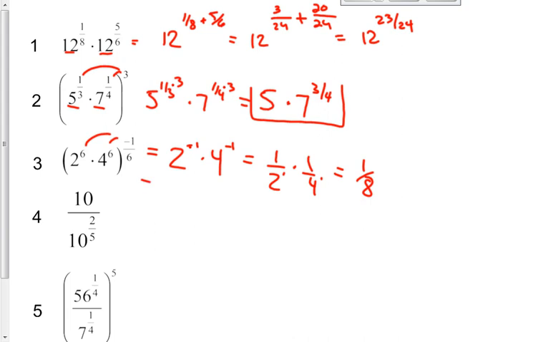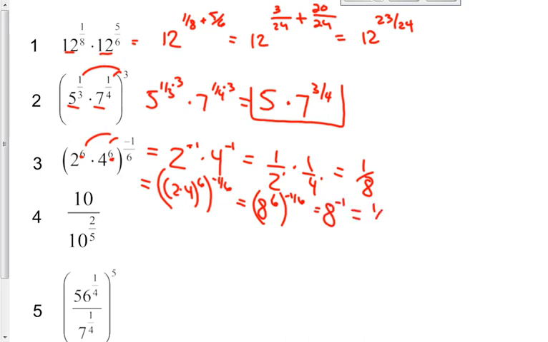The other way you could do this one, since they both have the same power on the inside, you could write it as 2 times 4 to the 6th, and then to the negative 1/6. Since they both share the same power, you are allowed to go backward, put it back together as a product raised to a power. 8 to the 6th to the negative 1/6, and then do your power property. Multiply here, we get 8 to the negative 1. Flip it, 1 over 8. Same thing as we got the other way.